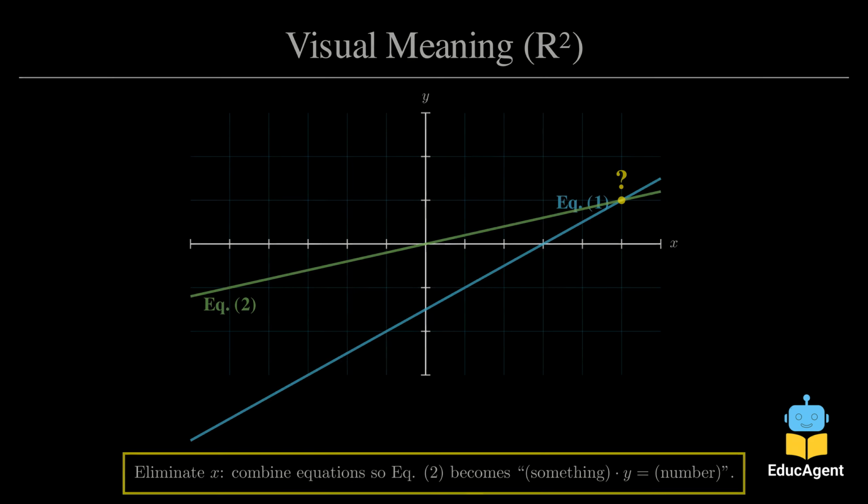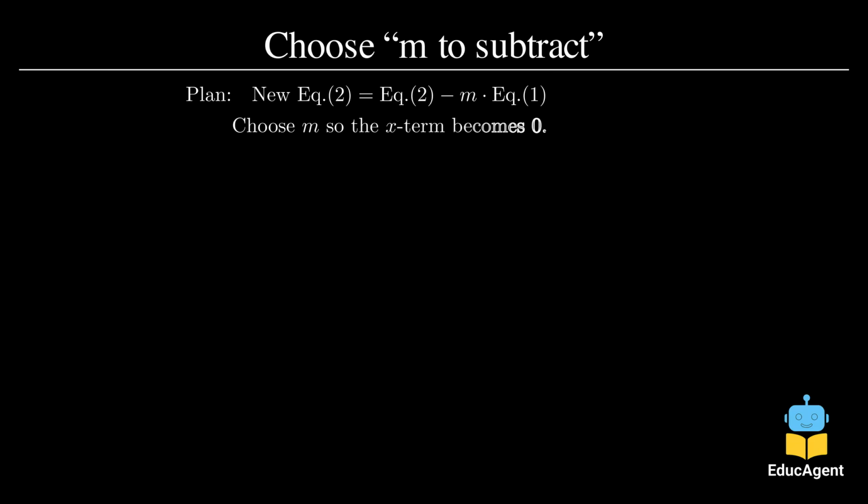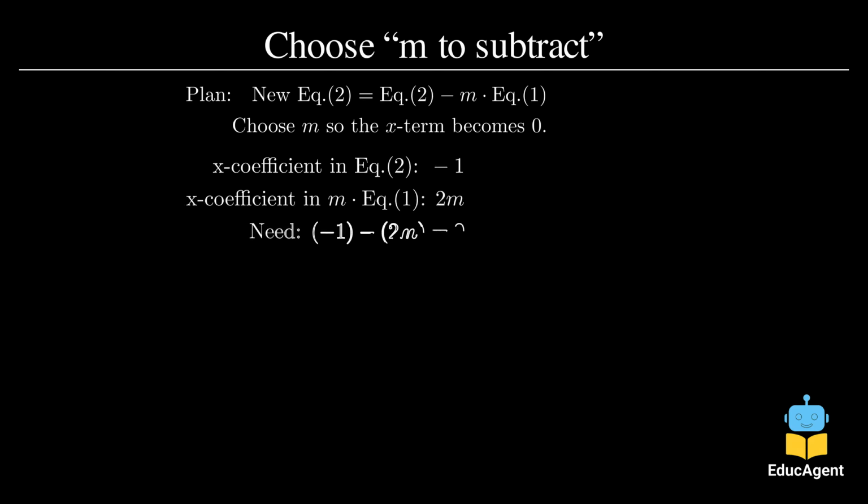We will subtract m times equation 1 from equation 2. Our job is to pick m so the x terms cancel. After subtraction, the new x coefficient is minus 1 minus 2m. Set that equal to 0. Solving gives m equals minus 1/2. That is the multiple we subtract.